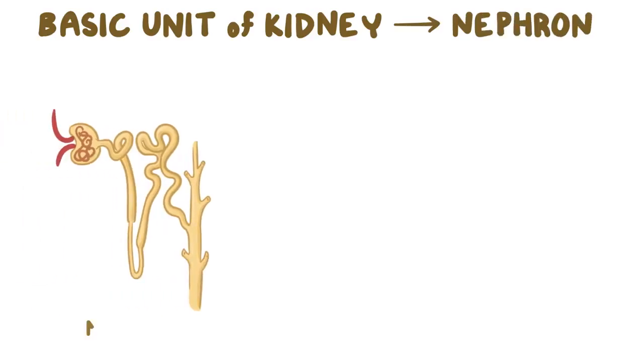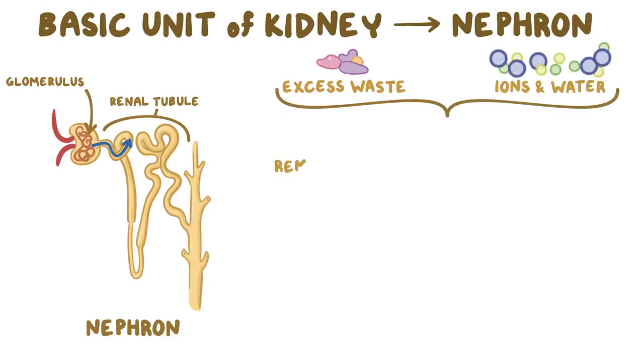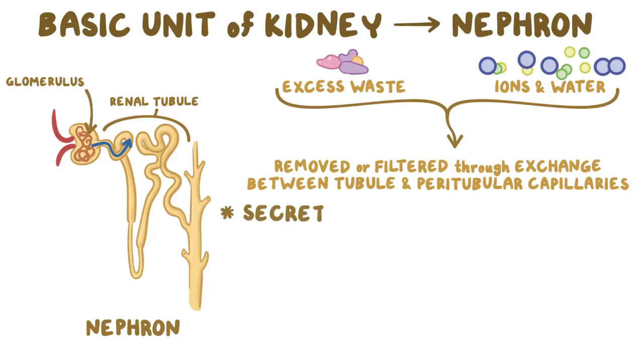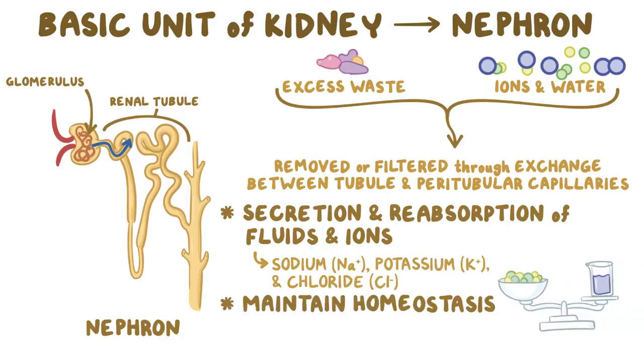Now, the basic unit of the kidney is called a nephron, and each nephron is made up of a glomerulus, which filters the blood. The filtered content then goes through the renal tubule, where excess waste and molecules, such as ions and water, are removed or filtered through an exchange between the tubule and the peritubular capillaries. So, the renal tubule plays a huge role in secretion and reabsorption of fluid and ions, such as sodium, potassium, and chloride, in order to maintain homeostasis, which is the balance of fluid and ions in our body.